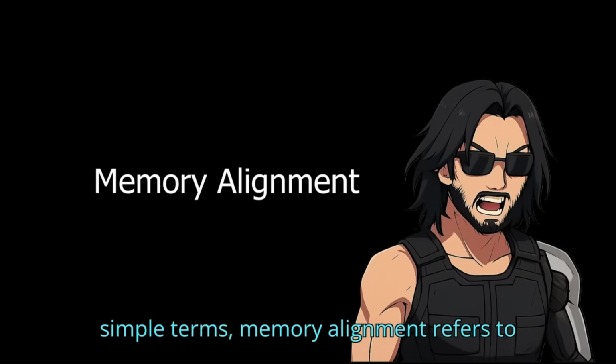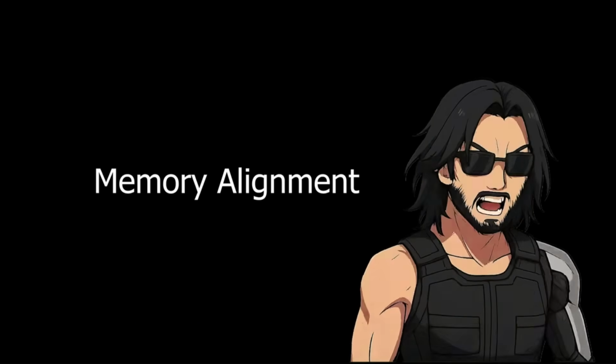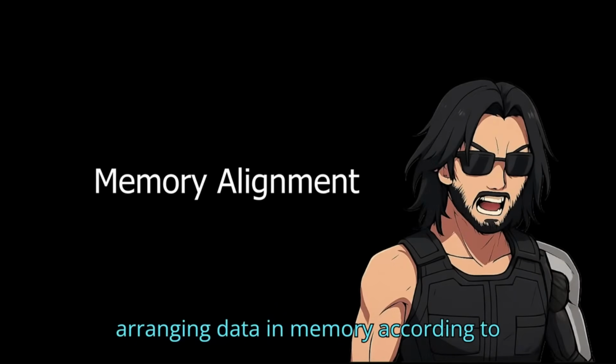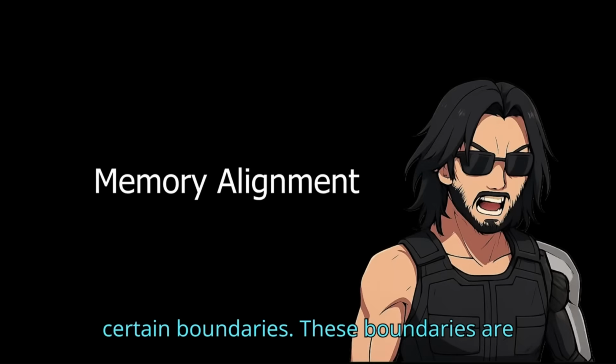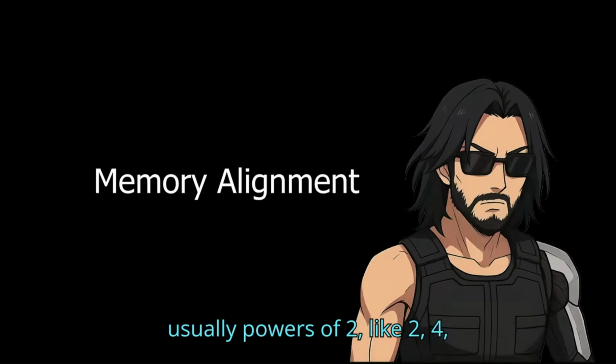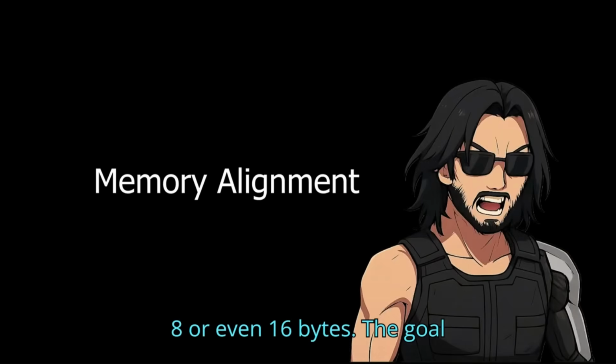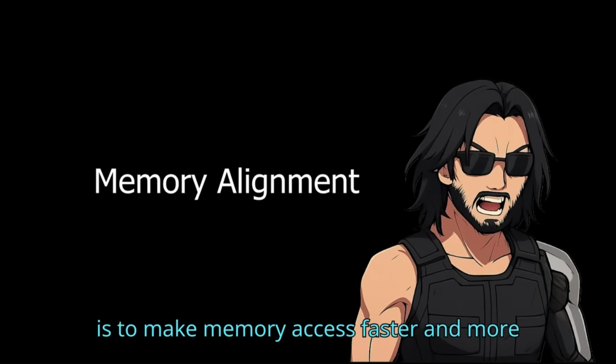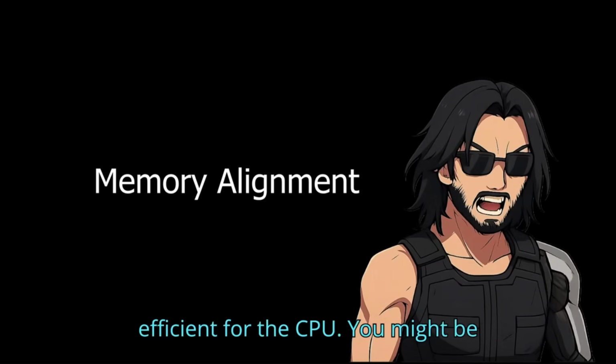In simple terms, memory alignment refers to arranging data in memory according to certain boundaries. These boundaries are usually powers of 2, like 2, 4, 8 or even 16 bytes. The goal is to make memory access faster and more efficient for the CPU.